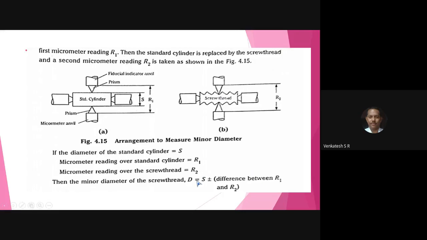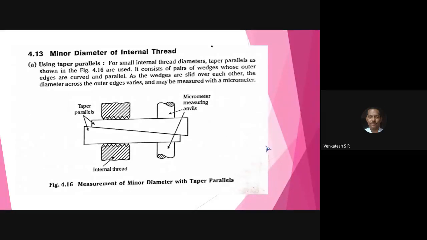Then minor diameter of the screw thread D equals S plus or minus the difference between R1 and R2. R1 and R2 are available by using micrometer measuring anvils. By placing the anvils like this, all of you observe here. This is the internal thread and these are the taper parallels. Keep it like this. From this also you can measure the minor diameter of the screw thread.